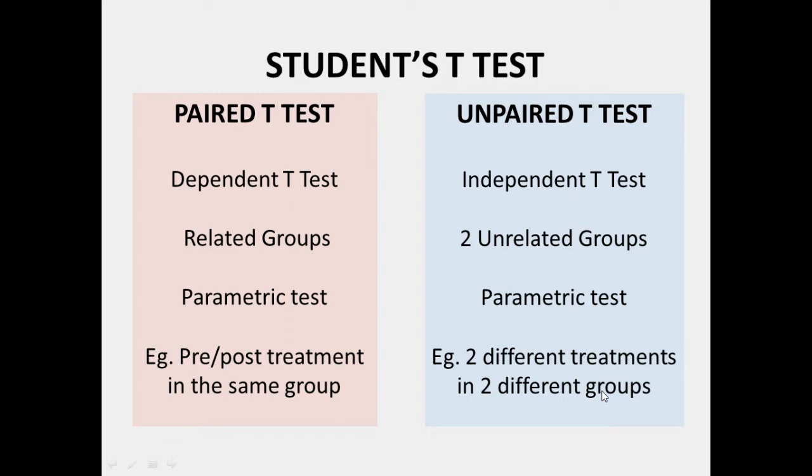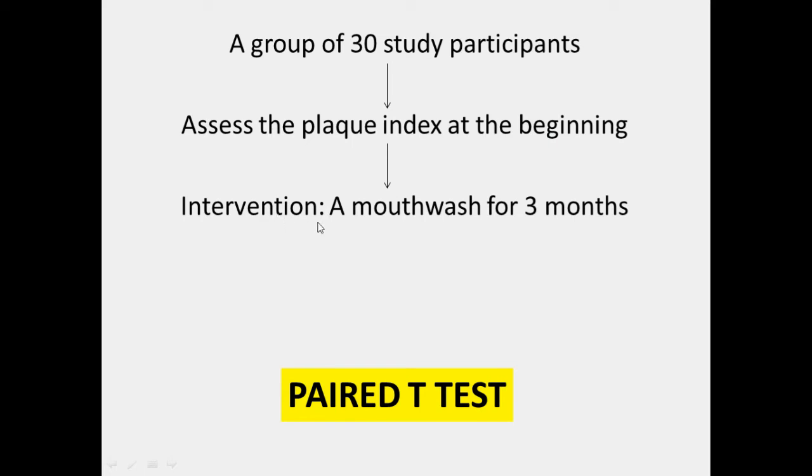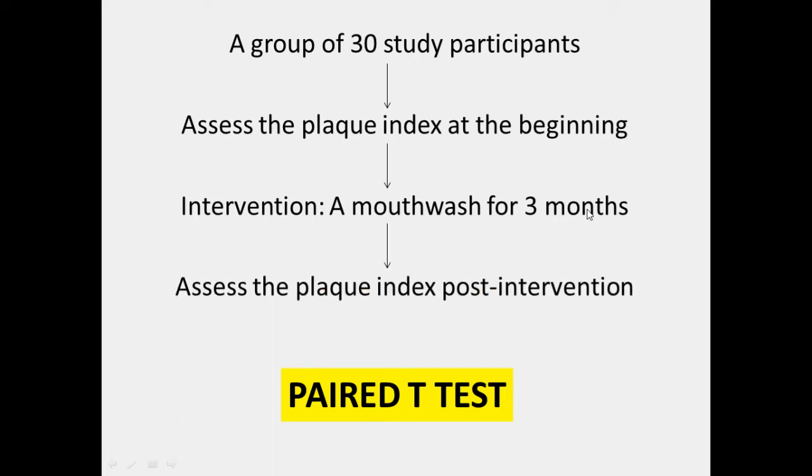So I will explain it to you all with one example. The first one would be paired t-test. Suppose you take a group of 30 study participants. Next, you assess the plaque index at the beginning of the study. Then you give the intervention, that is a mouthwash, and you ask the study participants to use it for 3 months. After 3 months, you again assess the plaque index, post intervention. And then you compare the two plaque scores.